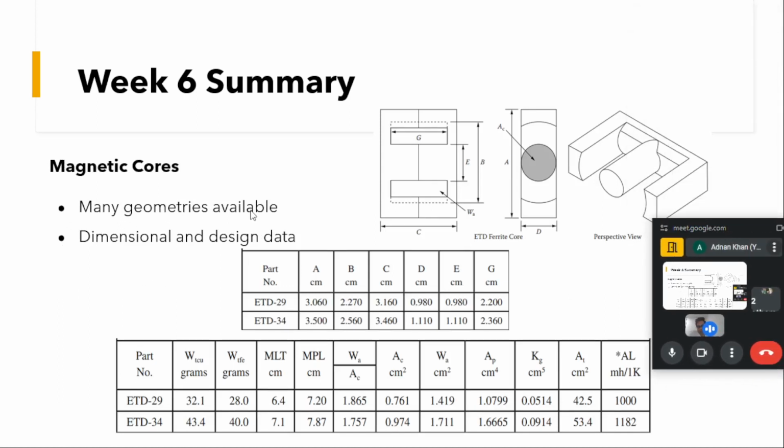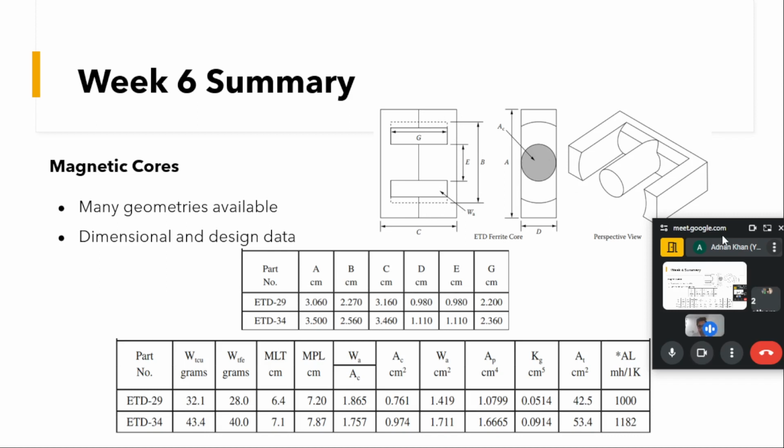So there are many cores that are available. We can have a toroidal that will be in a circular form. We can have an E core that will be in the shape of an E. There is another core, known as the ETD core, where, if you can see, it will be like an E here, and the central limb will be circular. As such, it's known as the ETD core.